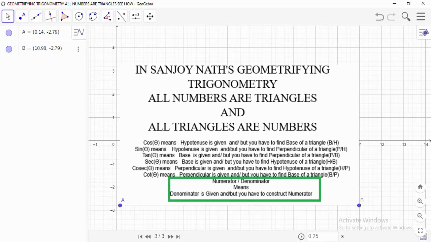One of the most fundamental concepts of geometrifying trigonometry is that all numbers are triangles and all triangles are numbers. How? Obviously, real numbers are of two types: rational numbers and irrational numbers. Rational numbers mean there is a ratio. Ratio means something is there in the numerator and something is there in the denominator.